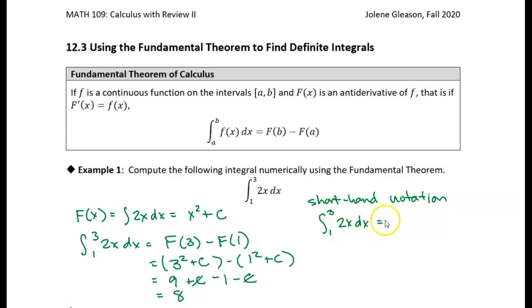dx, and we can just write the antiderivative without the plus c. So we can just write x squared evaluated from 1 to 3. This square bracket means that we're evaluating the antiderivative between 1 and 3. Okay, and that's just the same thing. We're just going to do 3 squared minus 1 squared, and that's equal to 8. Okay, so this is the more typical way that you see definite integrals written.